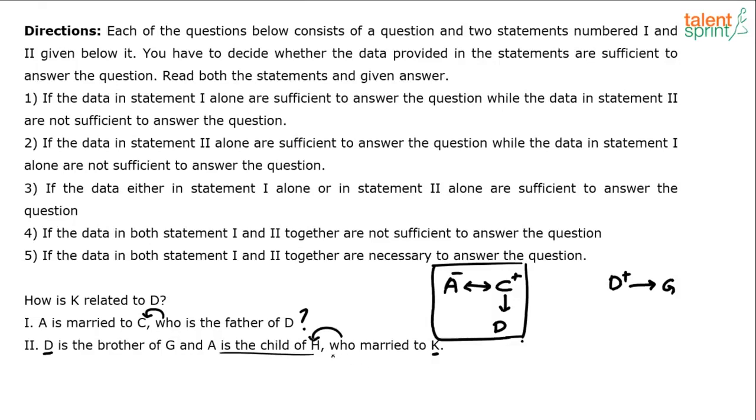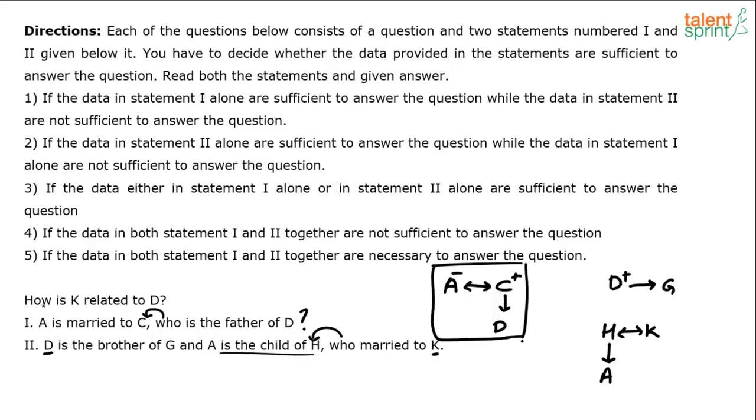H is married to K means what? Okay, H is married to K and A is the child of H. So A is a child of H, established. H is married to K is also established. But then how do we connect this leg with this leg? Not possible. So I think even statement 2 will not give us the answer.